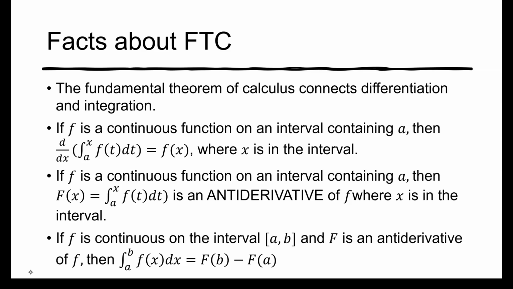So just some facts about FTC. If f is a continuous function on an interval containing a, then we know that if we take the derivative of the integral, we get back to the original. So again, the derivative of the integral gets us back to the original. If f is a continuous function on an interval containing a, then capital F of x is known as the antiderivative of the integral from a to x of f of t dt.